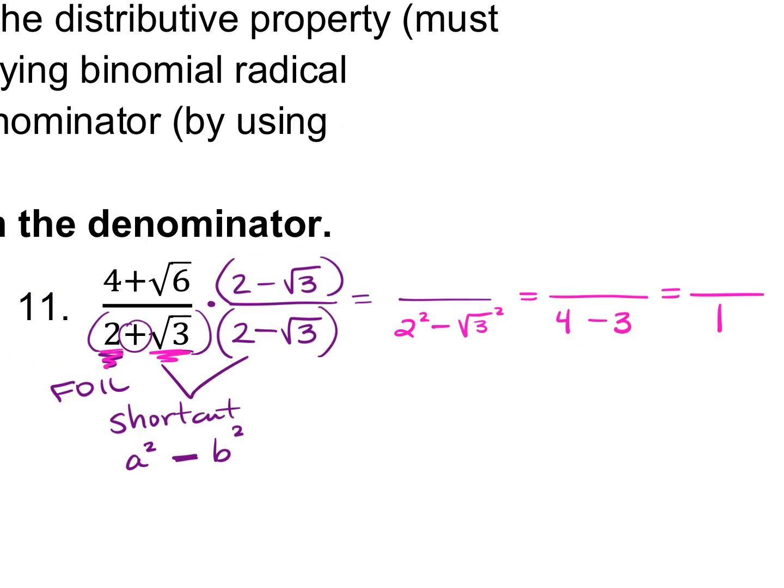In the numerator, you're going to FOIL. So 4 times 2 is 8 minus 4 rad 3. Okay, this is plus 2 rad 6. And then we end with minus the square root of 18.